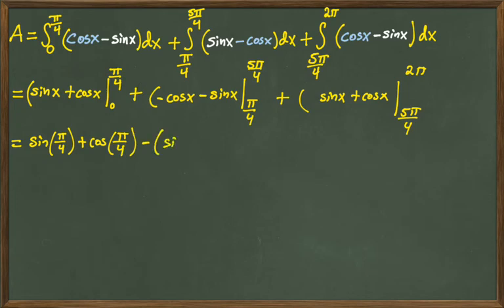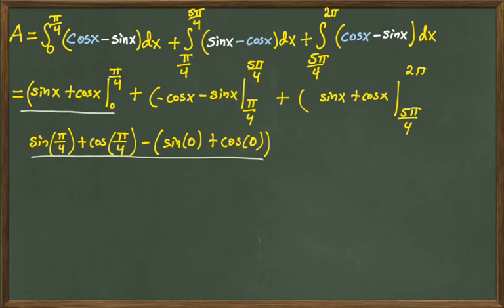minus the sine of 0 plus the cosine of 0. So as we stated earlier, both the sine and the cosine of pi over 4 are going to be root 2 over 2. The sine of 0 is 0, and the cosine of 0 is 1, so we're going to have a minus 1 there. And root 2 over 2 plus root 2 over 2 is going to be root 2.